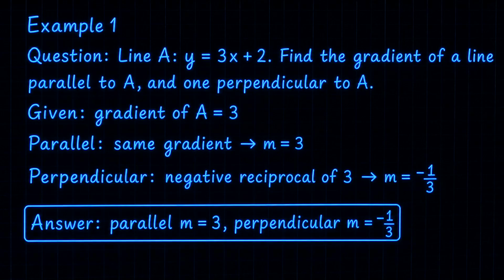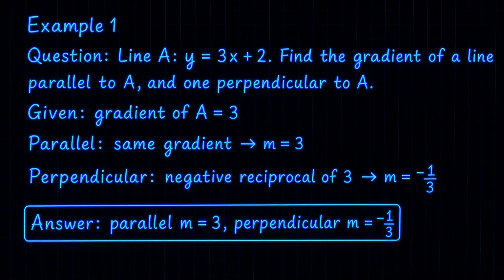Example 1. Line A is y equals 3x plus 2. Find the gradient of a line parallel to A and one perpendicular to A. The gradient of A is 3. A parallel line has the same gradient, so its gradient is also 3.